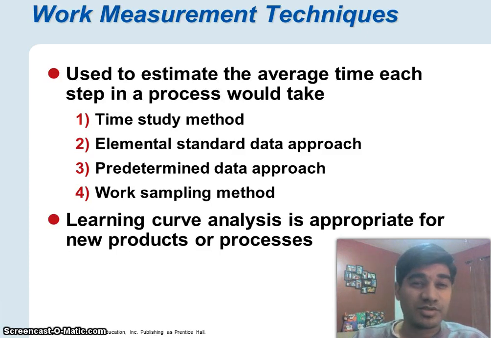So those are some metrics to measure how long it takes for a specific job to be done. And that specific activity of measuring the time is known as the time study method, which is the first on the list. The other approach is an elemental standard data approach, in which essentially you go by how long it took to do a standard job, and then you change that every time a person does a job.